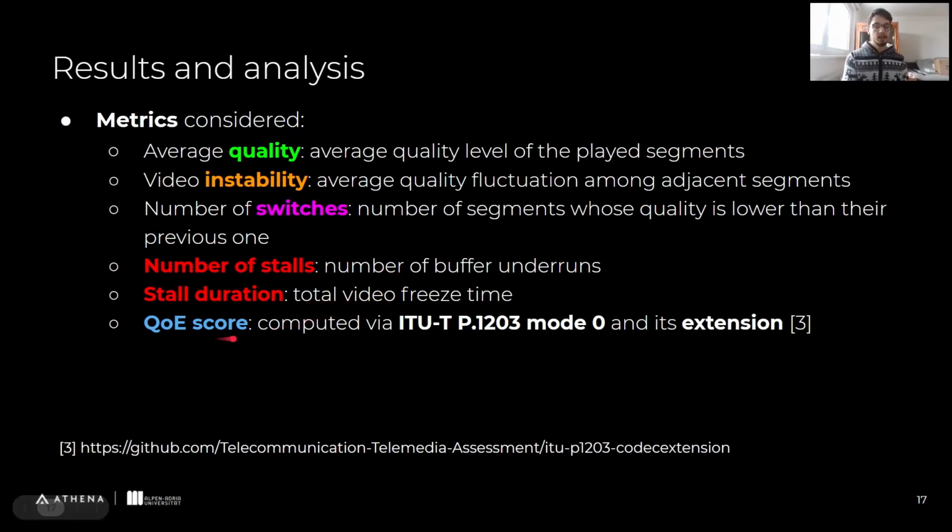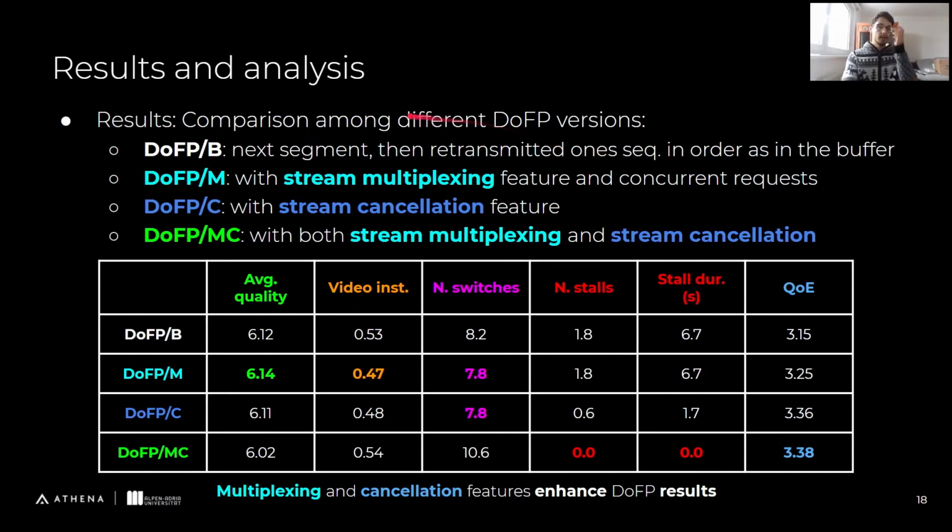And lastly, the QoE score, which is a score computed by ITU-T P.1203 with mode 0, and we utilized its extension, whose reference is here. We used and developed four different approaches, different versions of the DFP. The B version is the basic one. The next segment is first requested and downloaded, and then the retransmitted one, sequentially as they appear in the buffer.